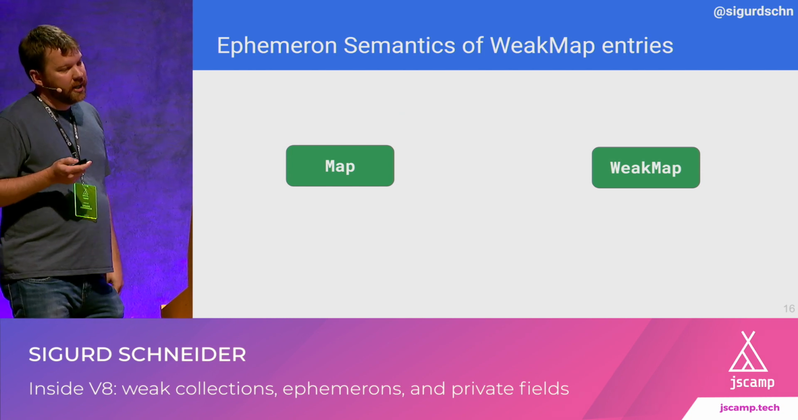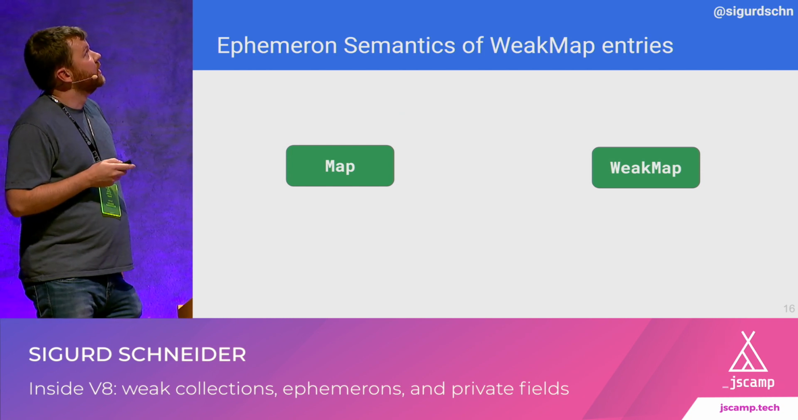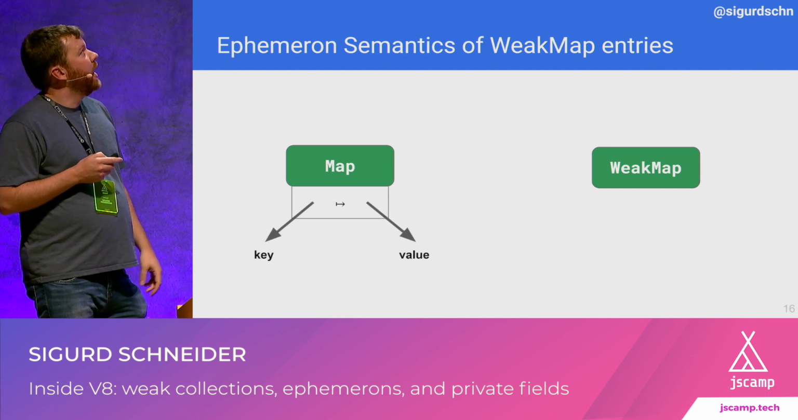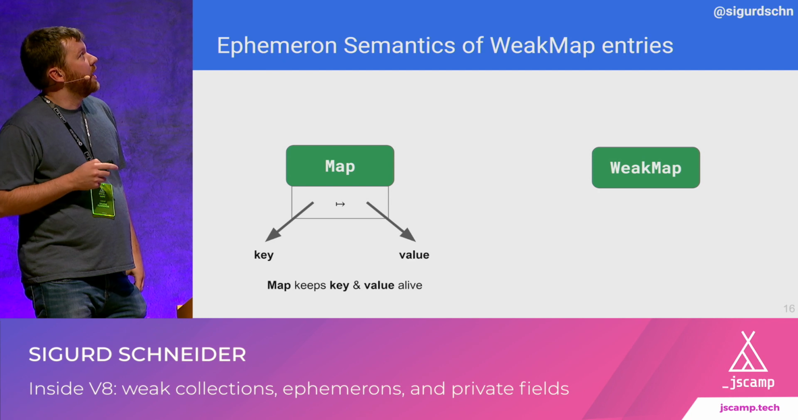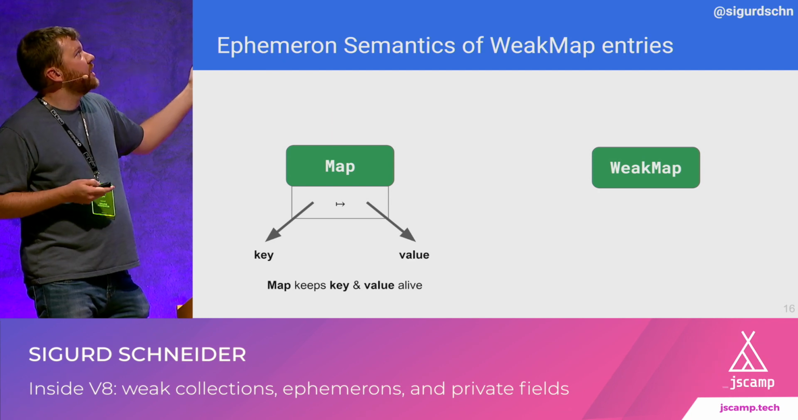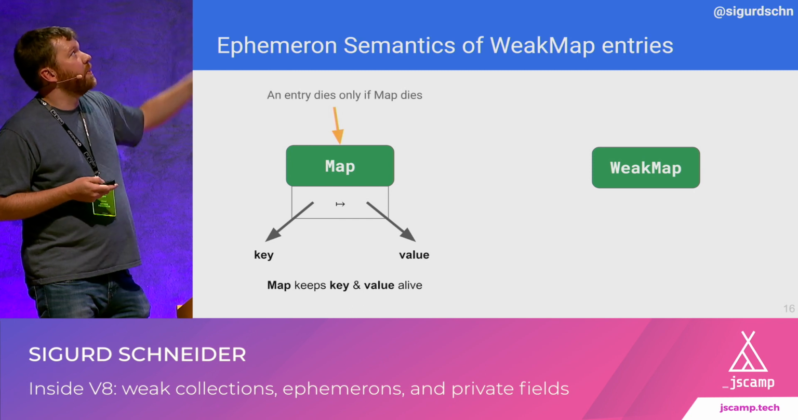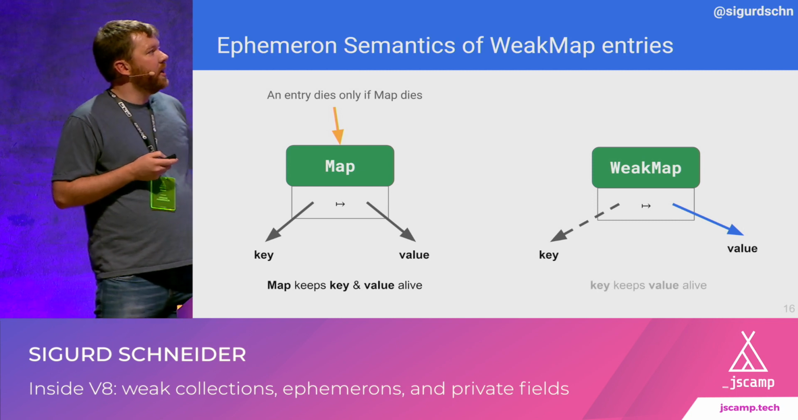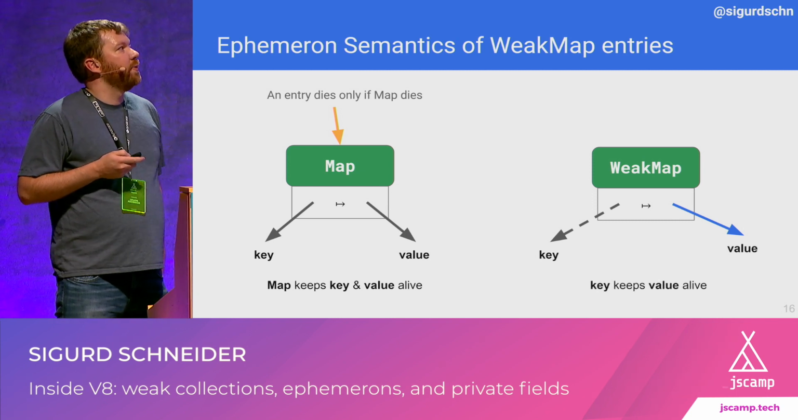So now let's look at what an ephemeron is. We have seen this entry in a map which has a key and a value, and the map keeps both of them alive. And the only way that an entry dies is if you remove it or if the map dies. In a weak map, the situation is different. Here, the key keeps the value alive.